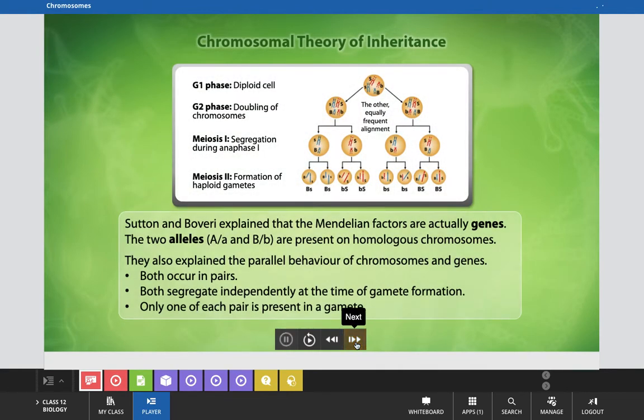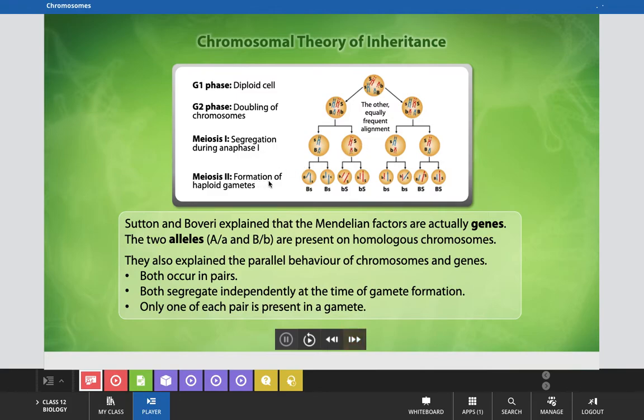Now let's discuss about the chromosomal theory of inheritance. As we know that in this chart you can clearly see that in G1 phase a diploid cell is undergoing cell division, and G2 phase where doubling of chromosome is going on in this chart, and meiosis 1 where the segregation of that chromosome is going on, segregation or separation during anaphase 1. Here you can see that, and the concept of cell division you have already studied in class 11th, how these chromatids get segregated at the time of anaphase 1 in meiosis 1.